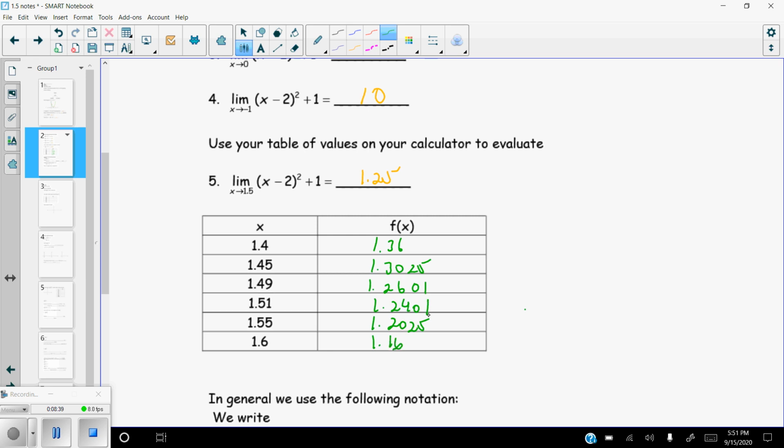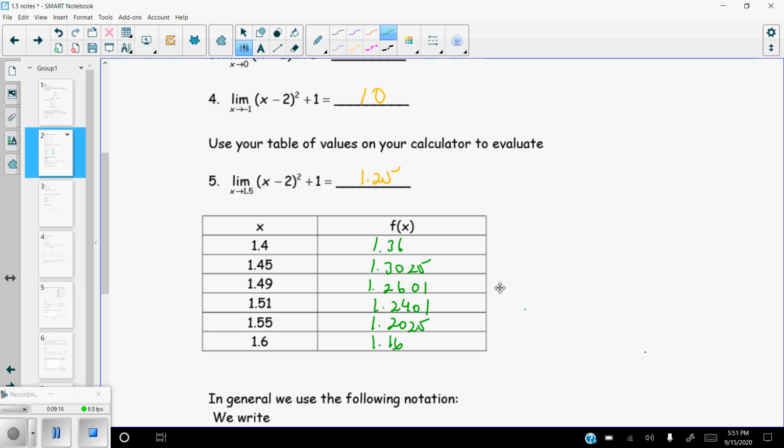Okay, and what's important about this is you might be thinking, why am I doing this? Well, if I wanted to find the limit as x approached 1.5, I really want to find out what's happening as the values get closer and closer to 1.5, and I want to find out what's happening coming from both sides. 1.4 is just a little less than 1.5, 1.6 is a little greater than 1.5. And then as I start to get to the middle of the chart, those values get closer and closer to 1.5. 1.49 and 1.51 are much closer to 1.5 than 1.4 and 1.6 are.